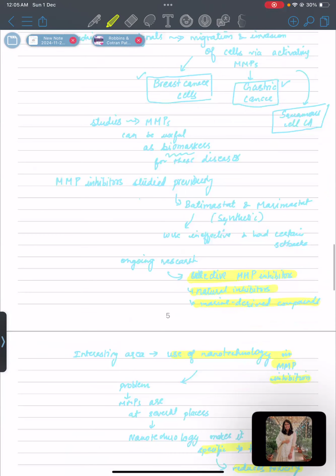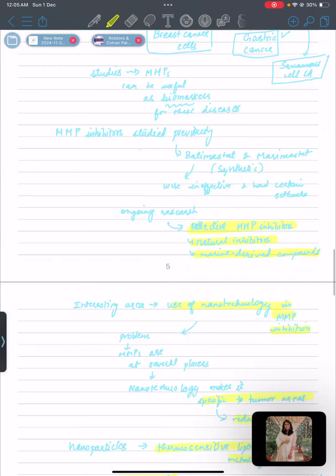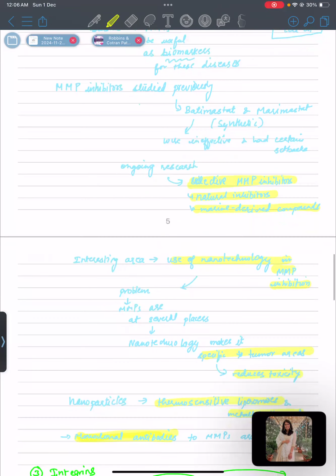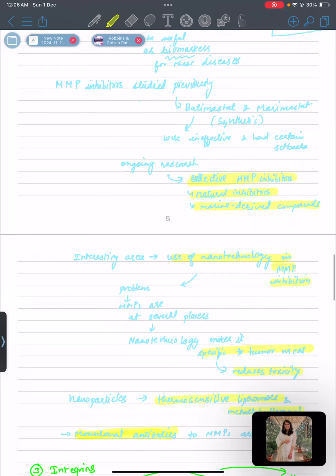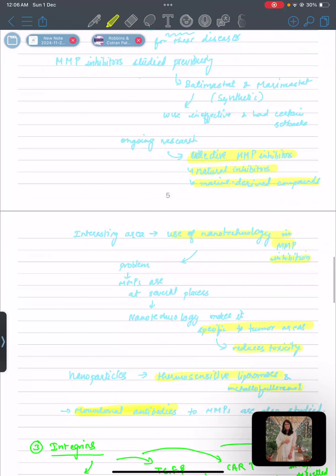And in other therapeutic potential, MMP inhibitors were studied previously, and two synthetic inhibitors, that is batimastat and marimastat, were tested, but these were not very effective because of their toxic effects and side effects. And therefore, right now, selective MMP inhibitors are in preclinical and phase 1 trials, and these are both natural and synthetic. Certain marine derived compounds are also being studied along with it.